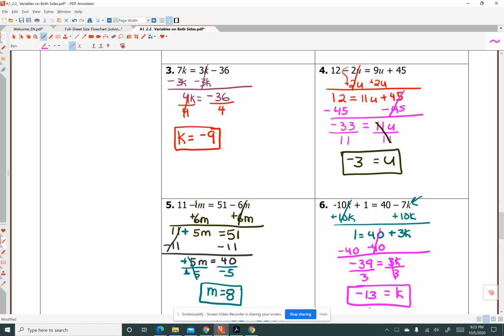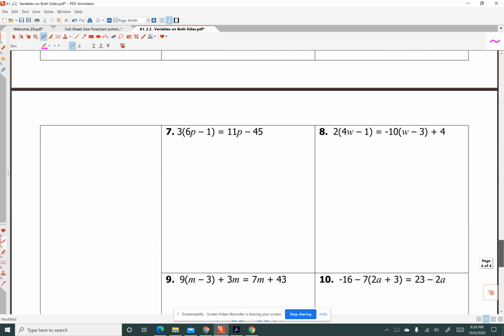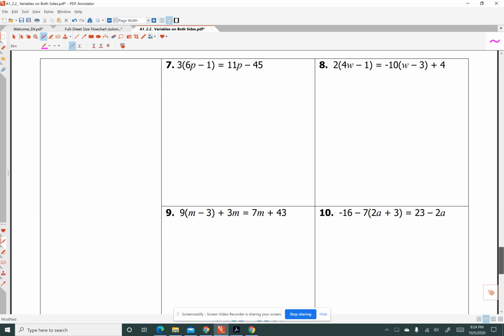So now remember, we can have the variable on the right like this. That's okay. If you wanted to rewrite this, the symmetric property would say that's okay. You can write k equals negative 13. So if that makes you feel better, go ahead and do that. So go ahead and try to finish these up, pause the video, work the problems, and then come back.